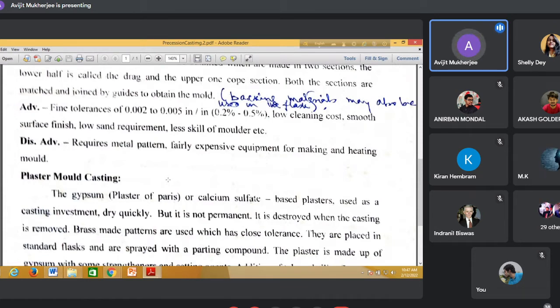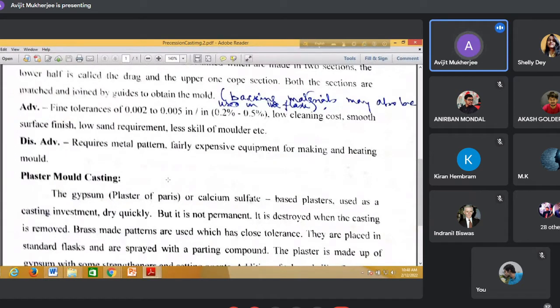And what is the advantage? It dries very quickly. If you prepare a mass, a dough using water, immediately after some time it will be dried. And when it is dried, that will give a very hard structure. So that is the concept which is utilized here.